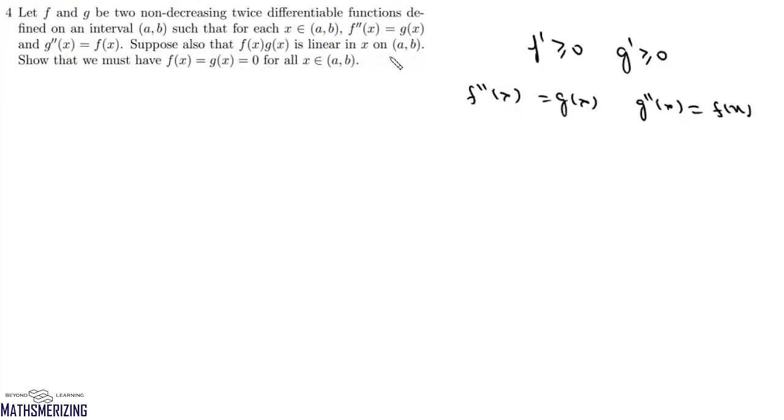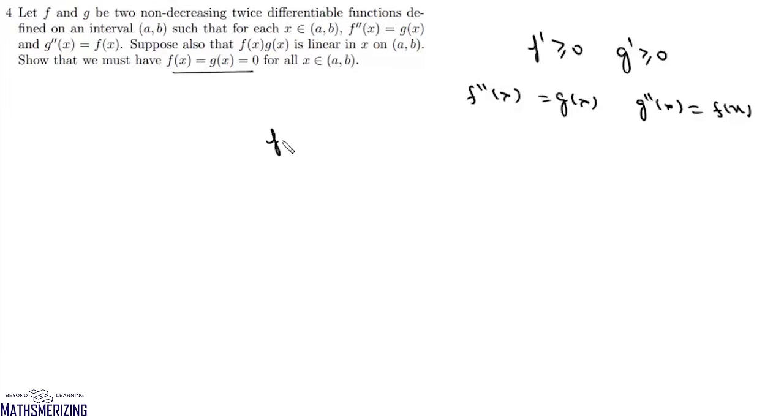let f and g be two non-decreasing twice differentiable functions. So that means f dash is greater than or equal to 0 and g dash is also greater than or equal to 0, such that f double dash x is equal to g(x) and g double dash x is equal to f(x). Then suppose that f(x) g(x) is linear on AB, then show that we must have f(x) equals g(x) equals 0 for all x belonging to AB.